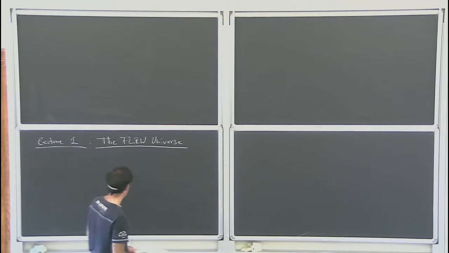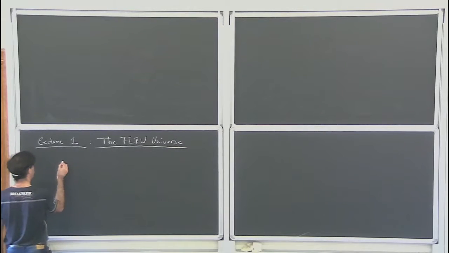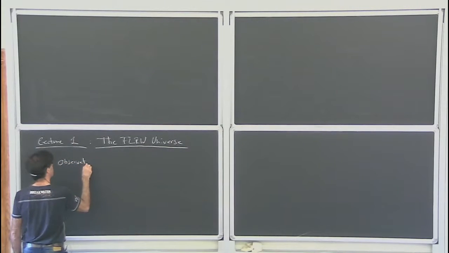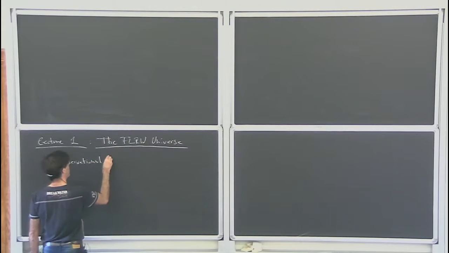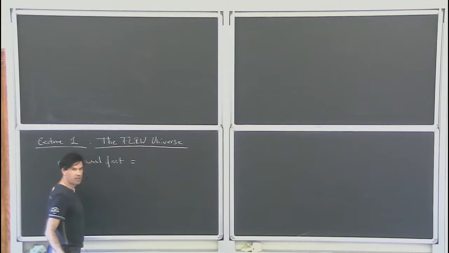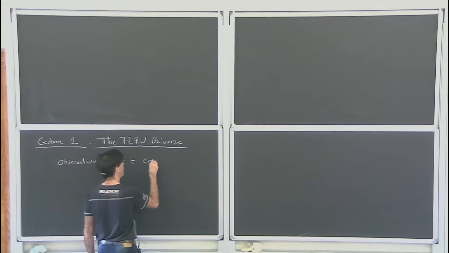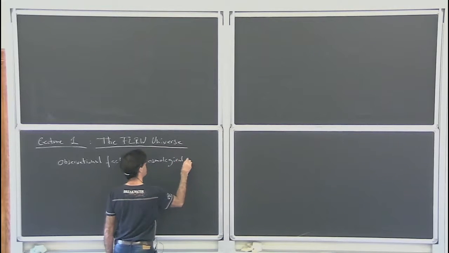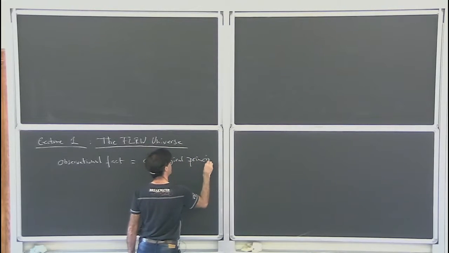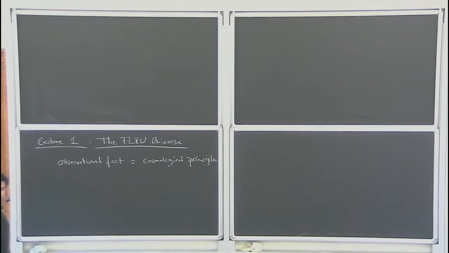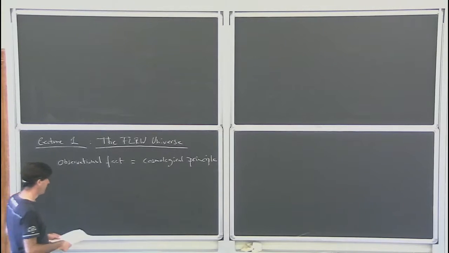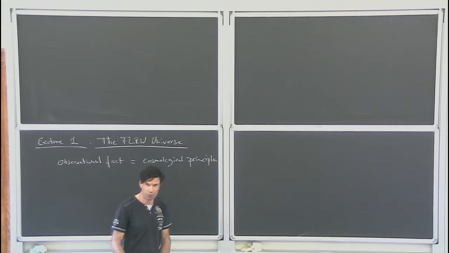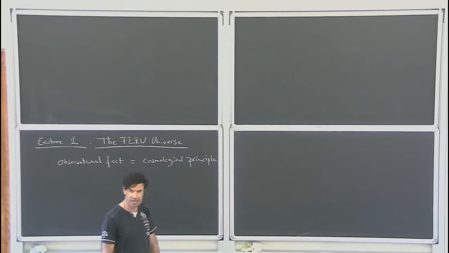So, basically it starts from some observational fact, which is known as the cosmological principle, which is basically, at the level of observations, the fact that the universe appears to be homogeneous and isotropic on sufficiently large scales. Okay, you all heard about that, right? So what we want to do from this is go from this observational fact and try to formalize this a bit more.